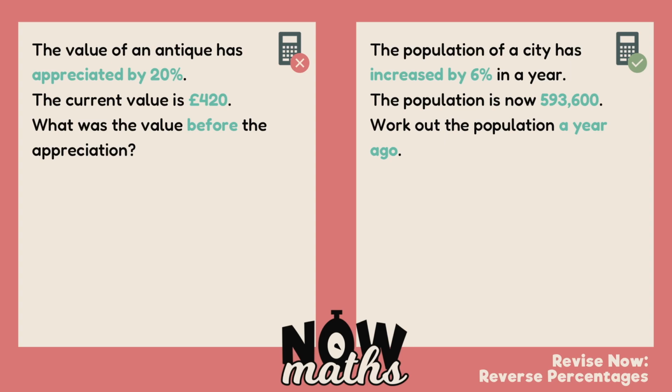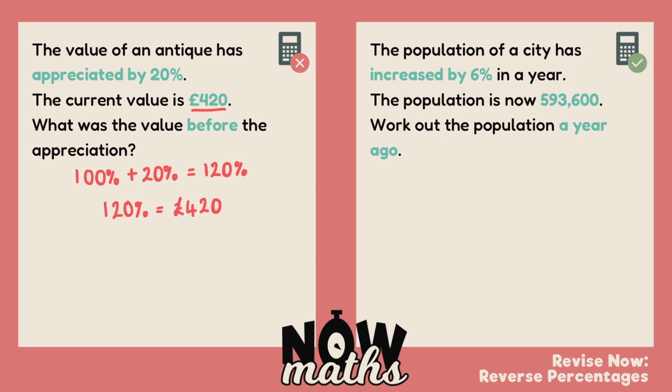We need to work out the value before the appreciation. So let's say that the antique held 100% of its value originally, and this time if it has appreciated by 20%, we need to add 20% onto 100%. So the antique now has 120% of its original value. We can then say that 120% must be equal to the £420 that the antique is now worth.